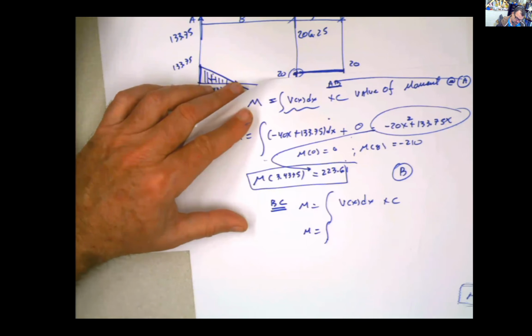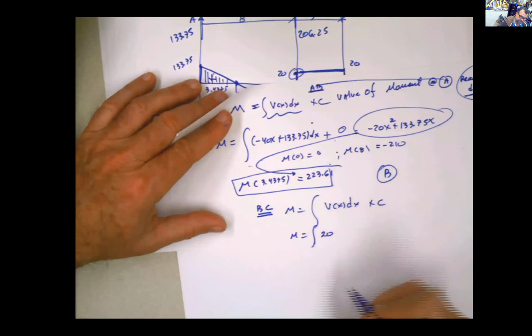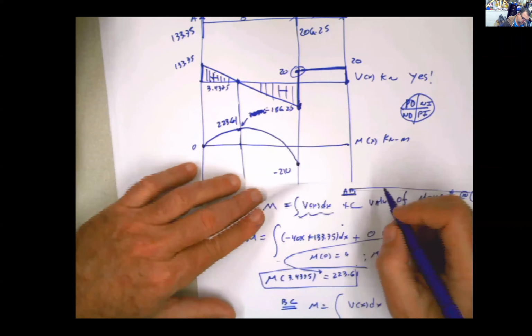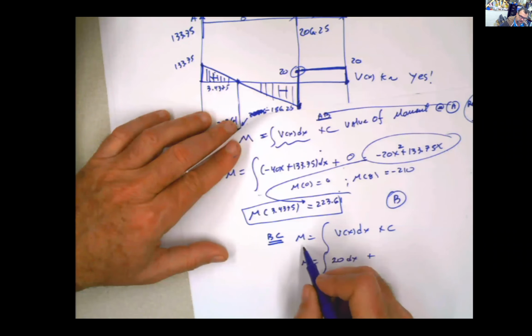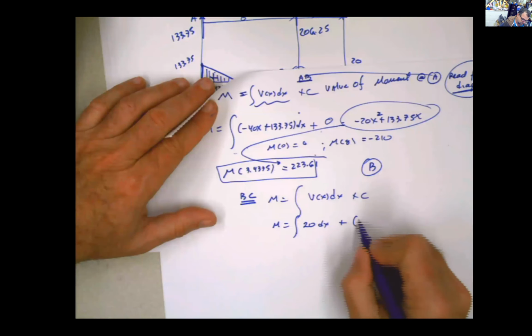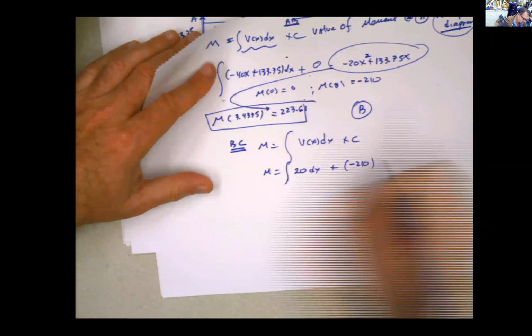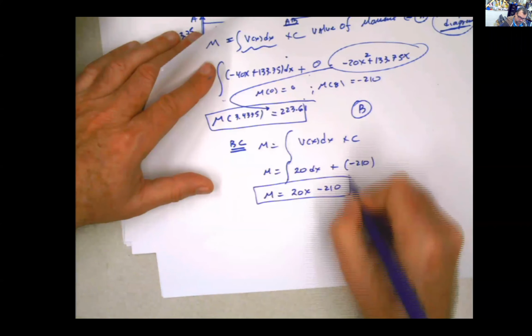The equation of the shear that we got for that span was this equation: 20 dx plus C. What is C? C is the value of the moment at B, read from the diagram, negative 210. So moment is going to be 20x minus 210. That's my equation for moment.